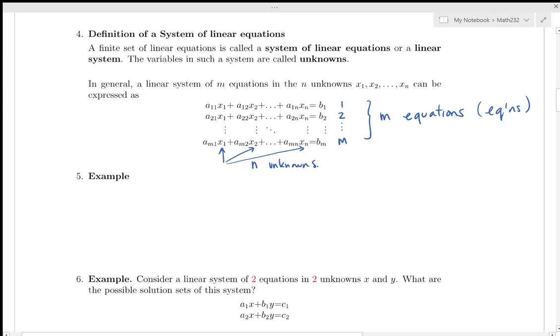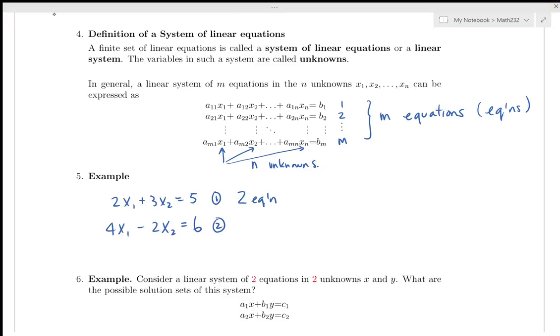Okay, let's take a very simple linear system. Here's a linear system: 2x1 plus 3x2 equals 5, and 4x1 minus 2x2 equals 6. Here we have two equations, 1 and 2, and we have two unknowns, x1 and x2. Two equations, two unknowns. It's a system of linear equations because it's not just one.